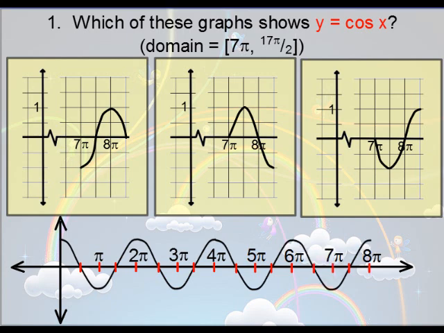Okay, so let's examine here. You'll notice that from 7 pi to 8 pi, we go from bottom to top. So we want to look for that little pattern from 7 to 8 pi. We don't see that here or here, but we do see it in the first one. Therefore, this first one is the correct graph.